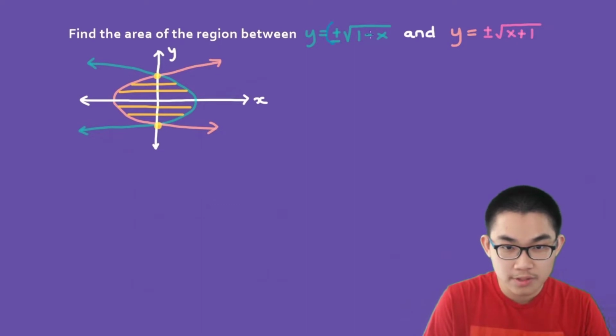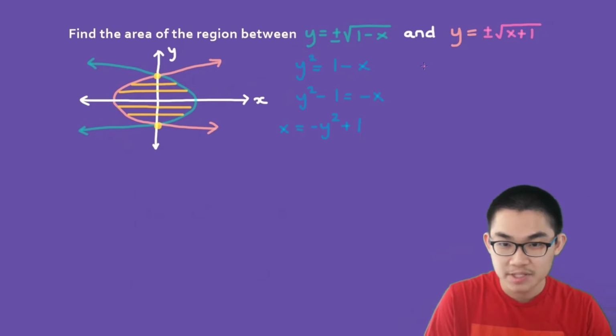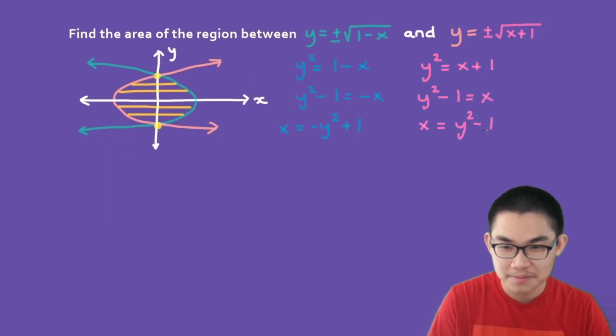If we raise both sides to the power of 2, that is going to give us y squared is equal to 1 minus x. And we're trying to solve for x here. So we're going to get y squared minus 1 is equal to negative x. So x will simply be negative y squared plus 1. And for the pink graph, if we raise both sides to the power of 2, that is going to be y squared is equal to x plus 1. And again, we're trying to solve for x. So y squared minus 1 is equal to x, and x is equal to y squared minus 1.